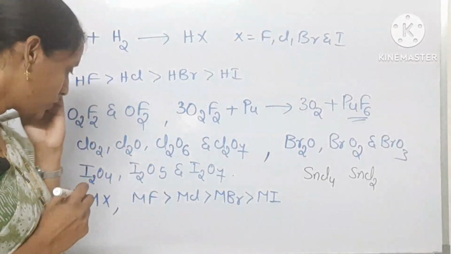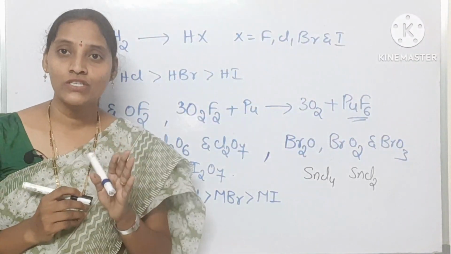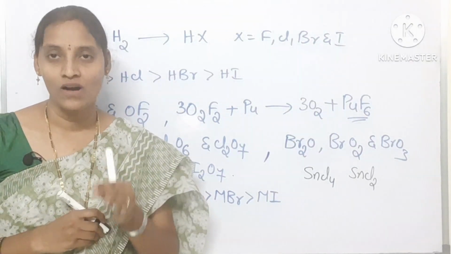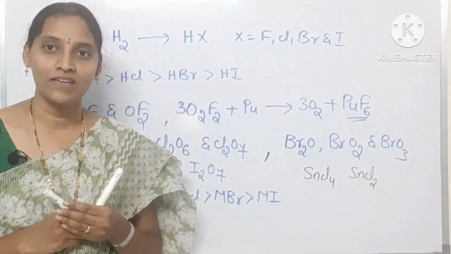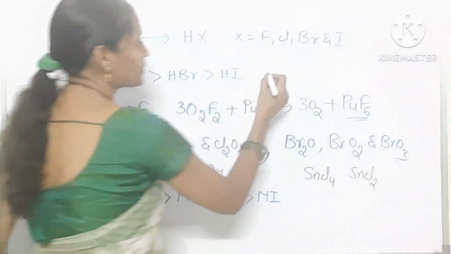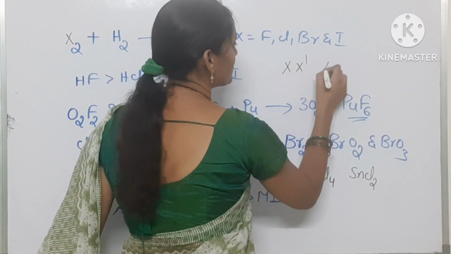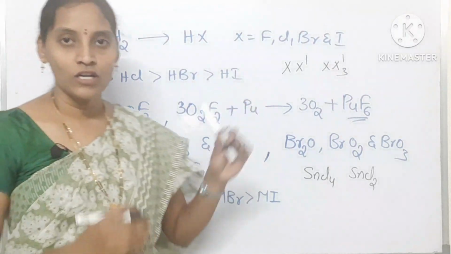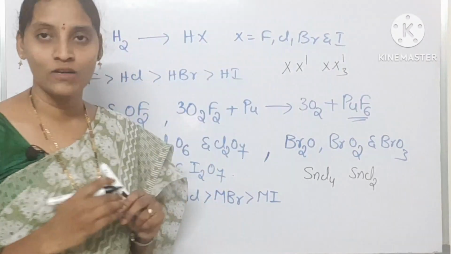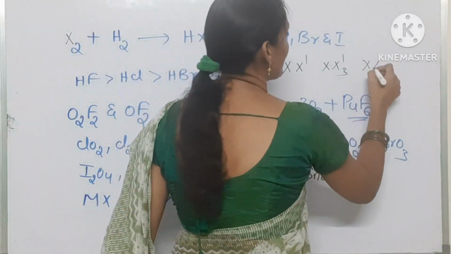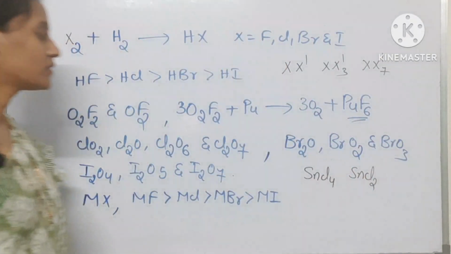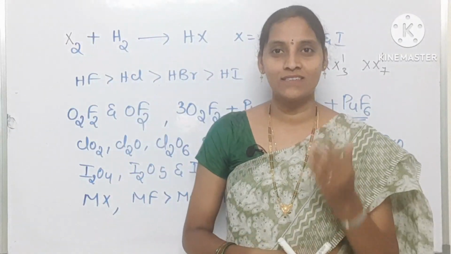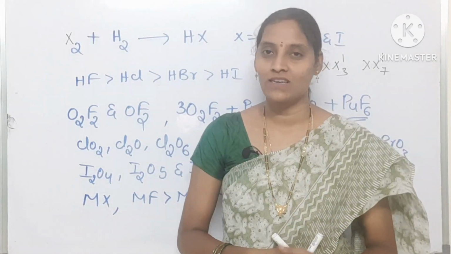Okay, then coming to the next one, the reaction of a halogen with another halogen, nothing but interhalogen formation. All halogens can form interhalogens. Their types are like this: XX', XX'3, like this. X' is nothing but the lower halogen atom, X is the higher halogen atom, and also XX'7. Okay, this is about chemical properties and trends of 7A group elements or the halogen family.